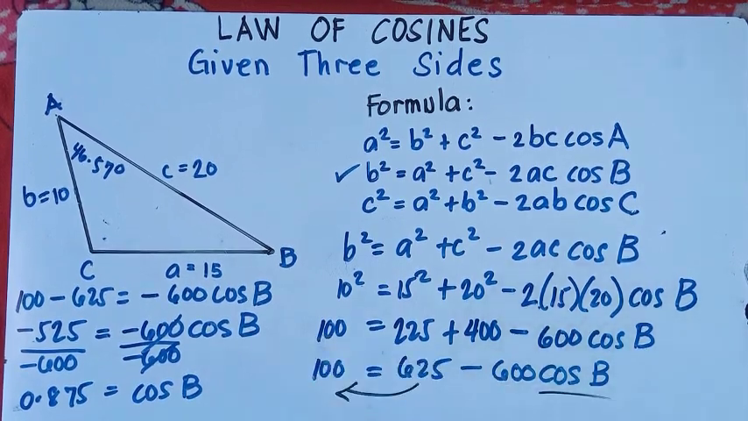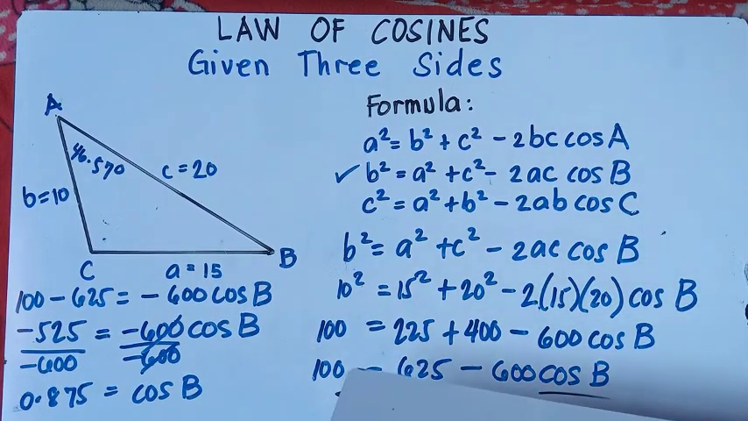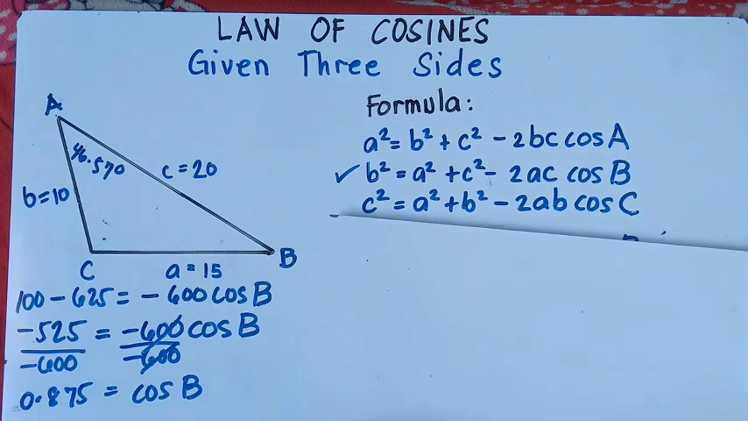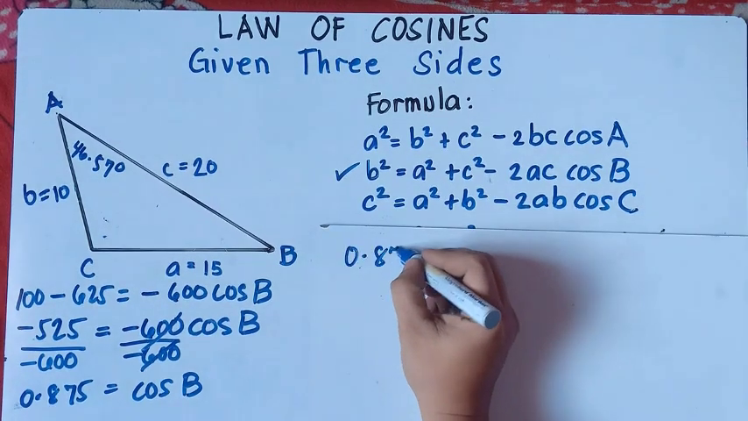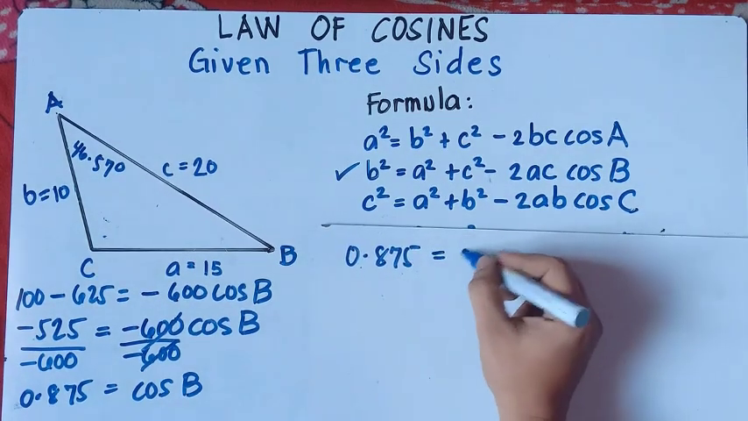Alright, so let me just cover this one. You pause the video, class, I will be covering this one. So let's continue with our solution. So we have 0.875 equals cosine B.